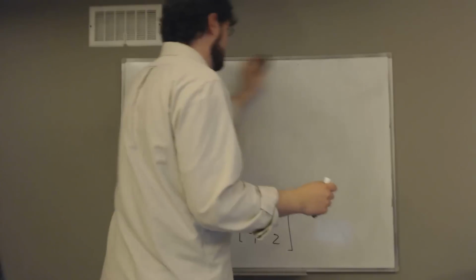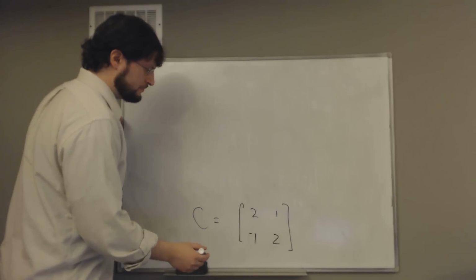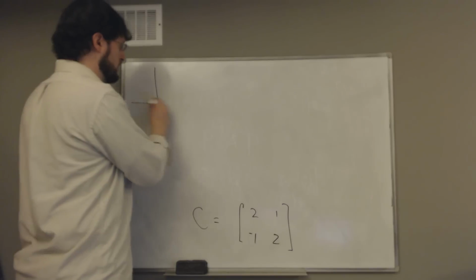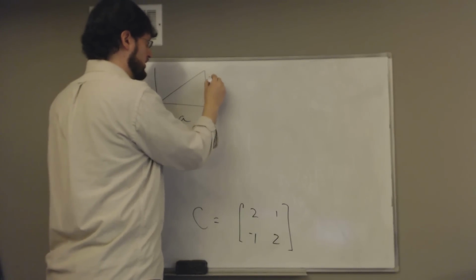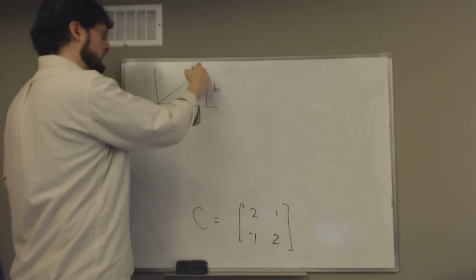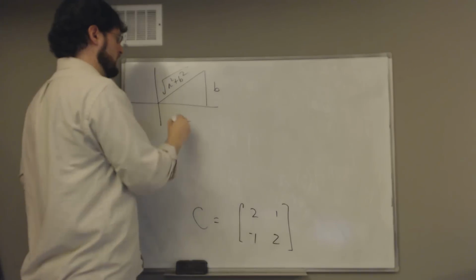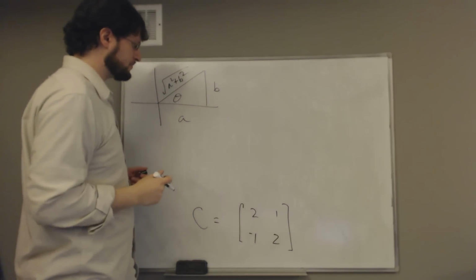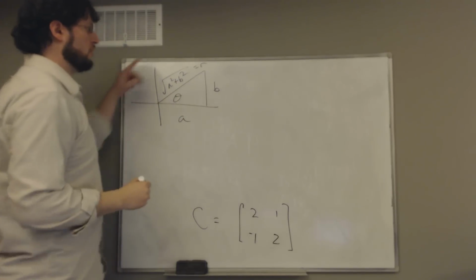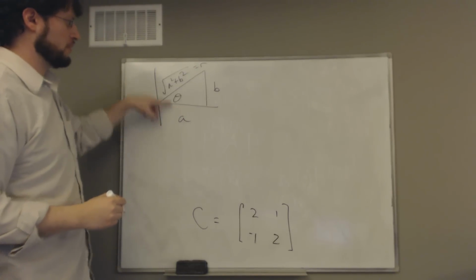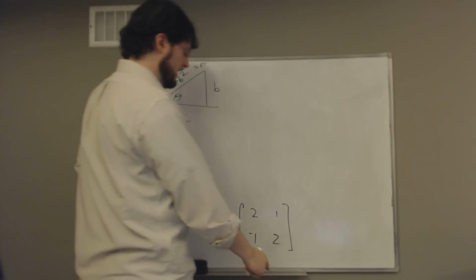So I'm going to draw a little picture, a little triangle, some trigonometry. We're going to look at A, B, so that this here is going to be the square root of A squared plus B squared. And we're going to call this theta. So if we call this equal to R, so R is the square root of A squared plus B squared, which comes just from our picture here, then I can write this matrix C as follows.